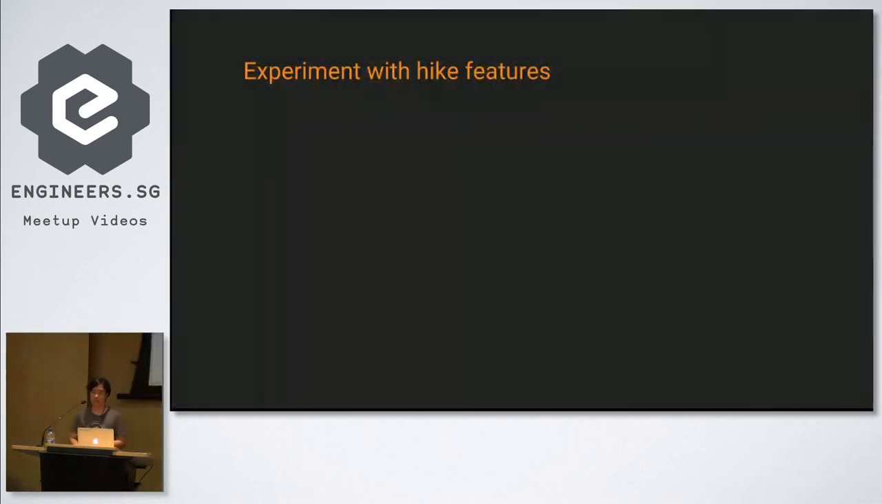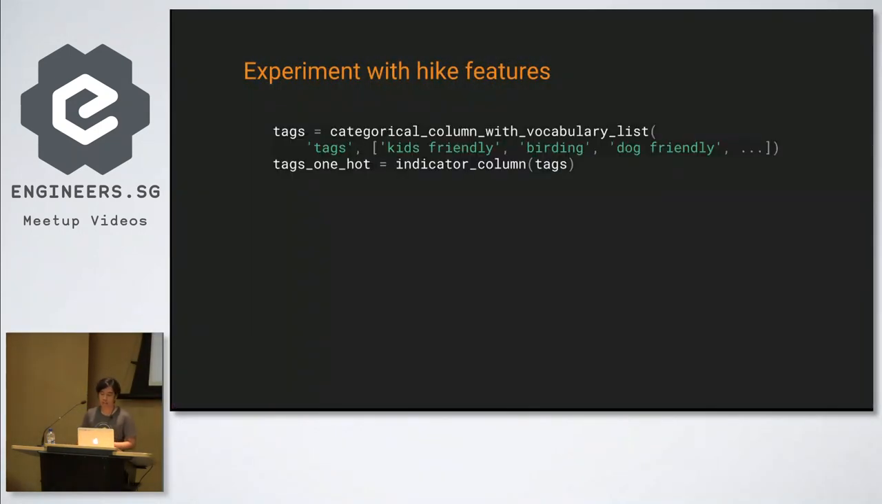So let's see an example. Let's say that you want to put more features into your model. You have tags of the hike, like kid friendly or dog friendly or not, something like that. And what you want to do with this feature is one-hot encoding. You can use this indicator column.